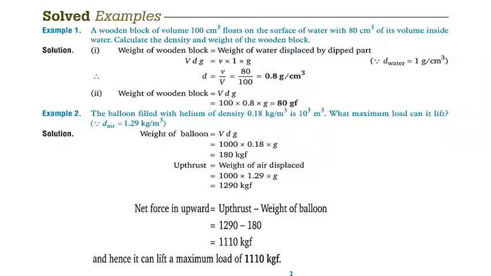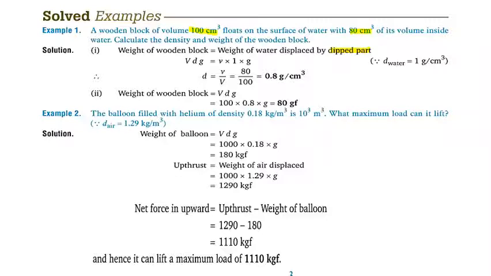Now, a wooden block of volume 100 cm cubed floats on the surface of water with 80 cm cubed of its volume inside the water. So what is outside the water? 20. Okay. Now calculate the density and the weight of the wooden block. Now the weight of the wooden block will be equal to the weight of water displaced, and the weight of the water displaced by only the dipped, submerged part, according to the principle of flotation.